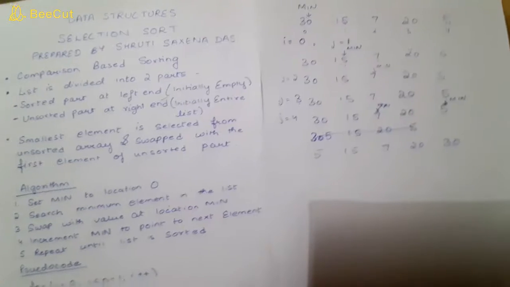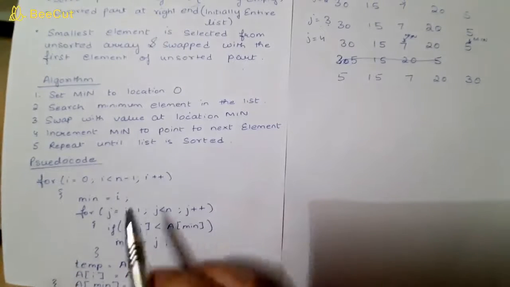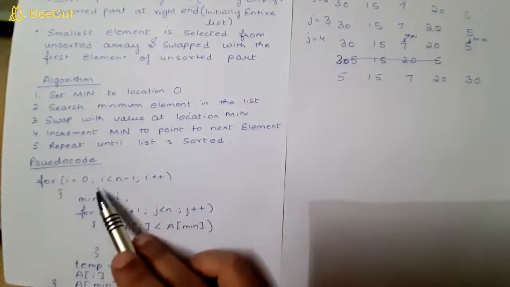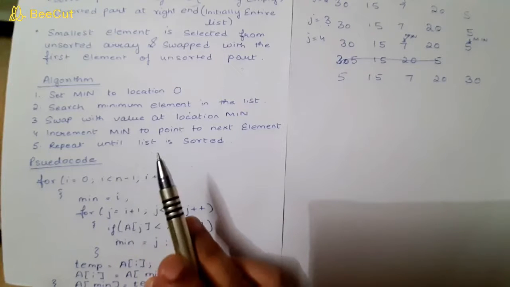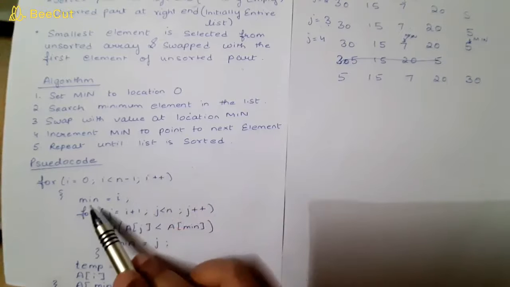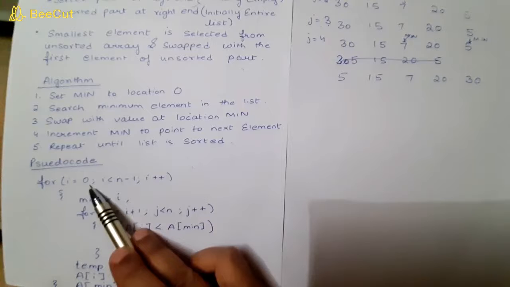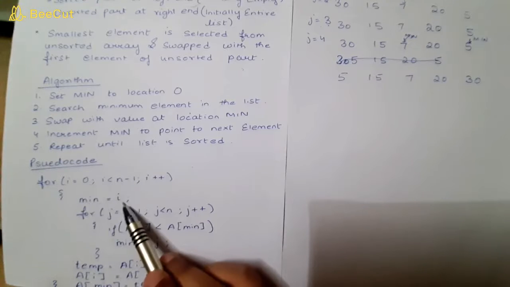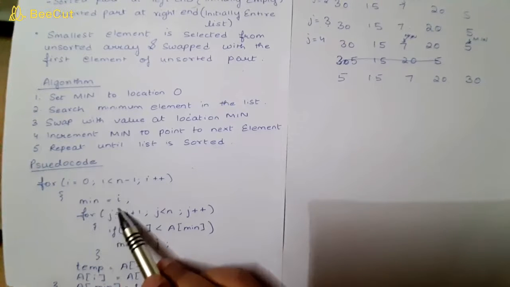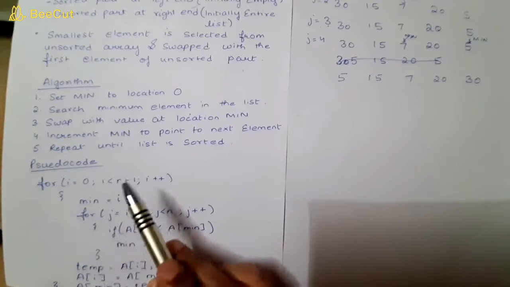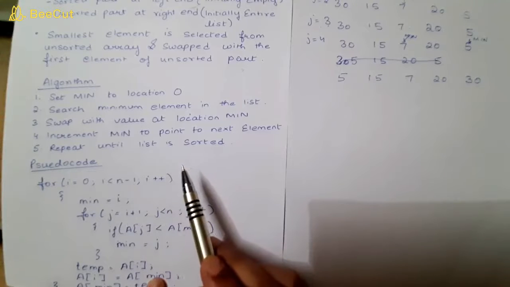Now you can see the pseudocode. This is the pseudocode. You can check it out. See, the i loop will run from 0 to n minus 1. Each time you have to select one element. And min will be i. So we are initializing it with 0. Min will be 0 for the first time. After that, i value will be incremented and min will become 1. Then min will become 2. So every time you have to increment the value of min by 1.